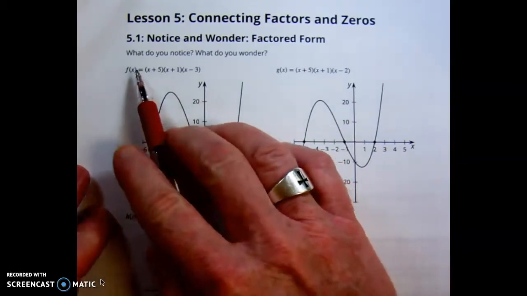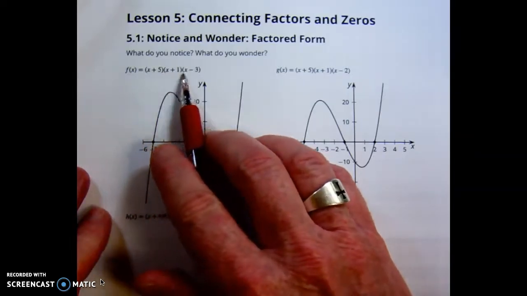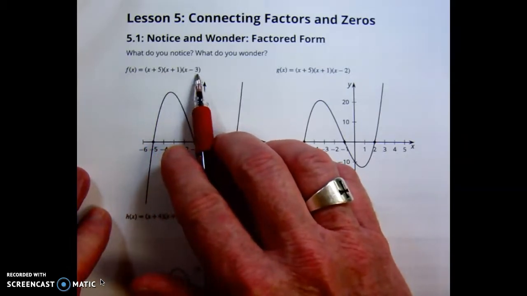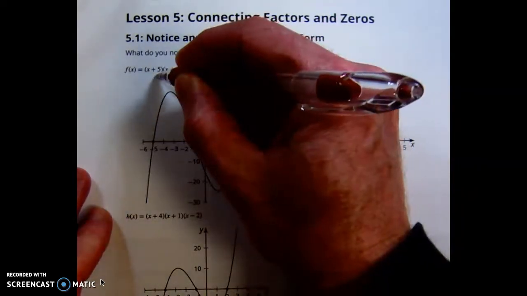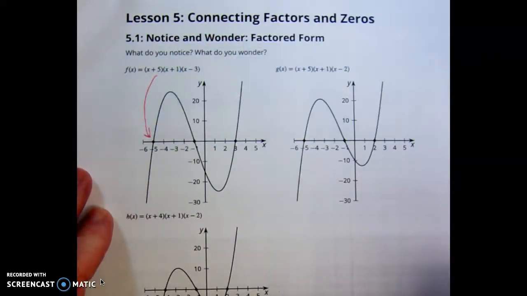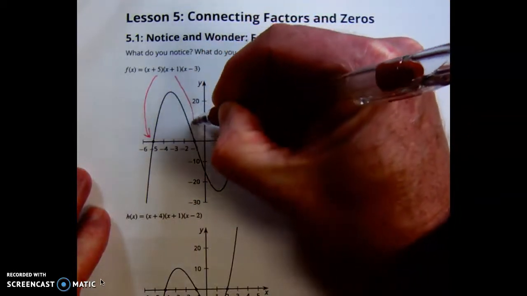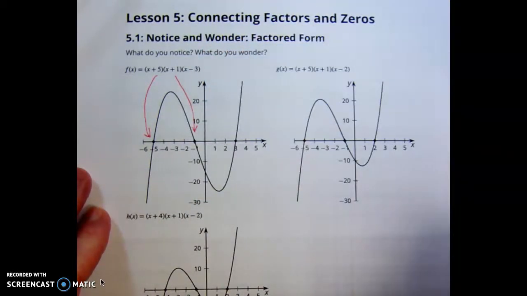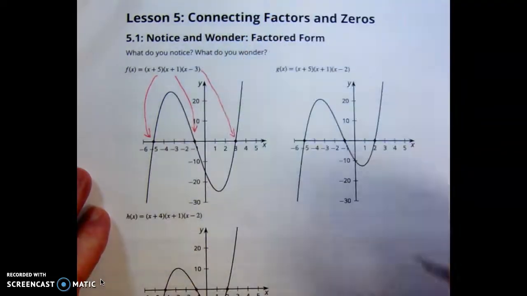Notice this first function. F of x equals x plus 5, x plus 1, x minus 3. Here's the big connection I want you to make. X plus 5 caused our graph to cross at negative 5. X plus 1 caused our graph to cross at negative 1, and x minus 3 caused our graph to cross at positive 3.